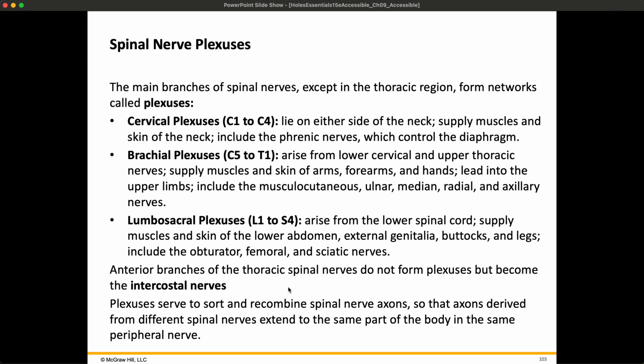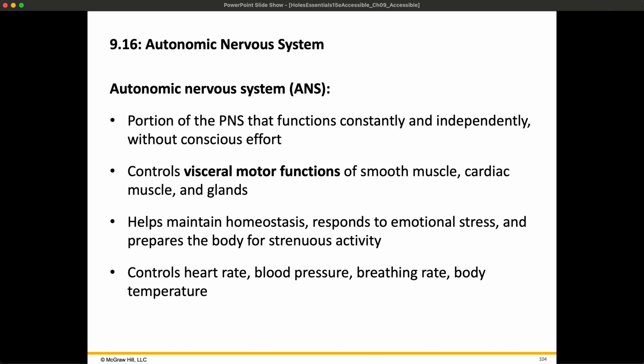Anterior branches from the thoracic spinal nerves also become your intercostal nerves for in between your ribs. And they serve to sort and recombine spinal nerve axons. So axons derived from the spinal nerves extend to the same part of the body in the same peripheral nerve. It's an organizational thing. That's really what it comes down to.